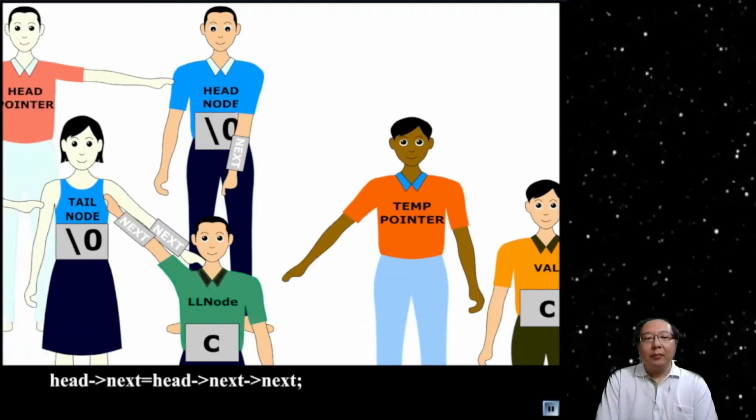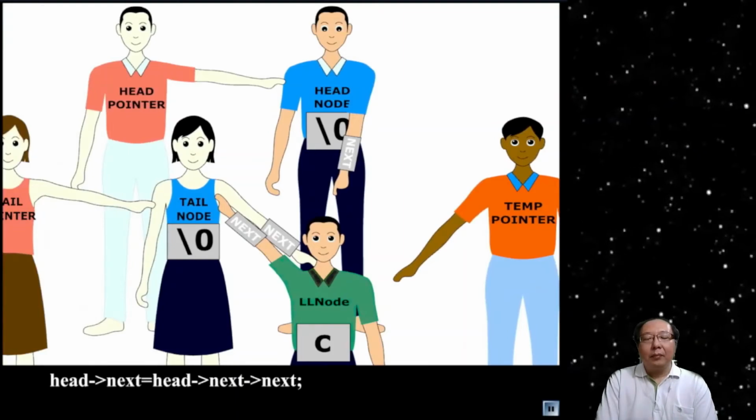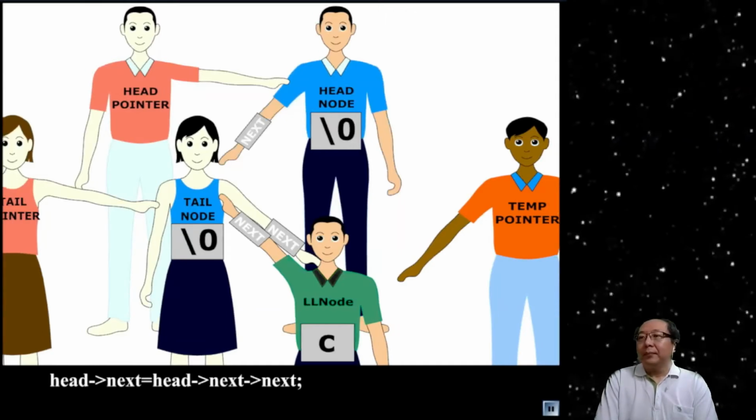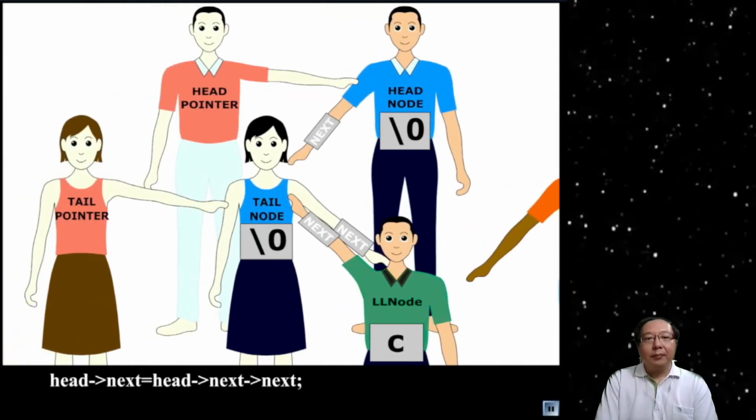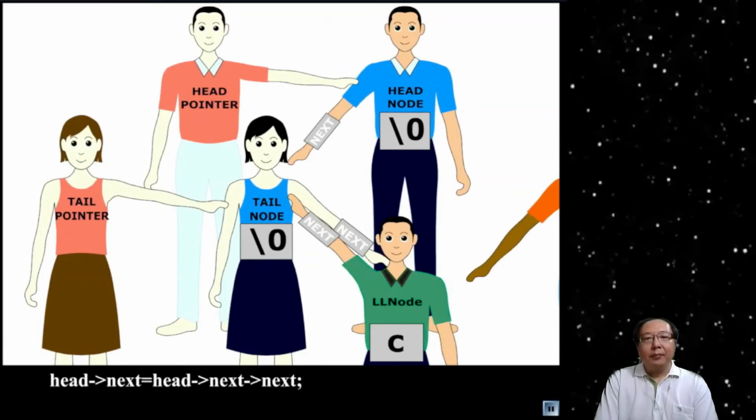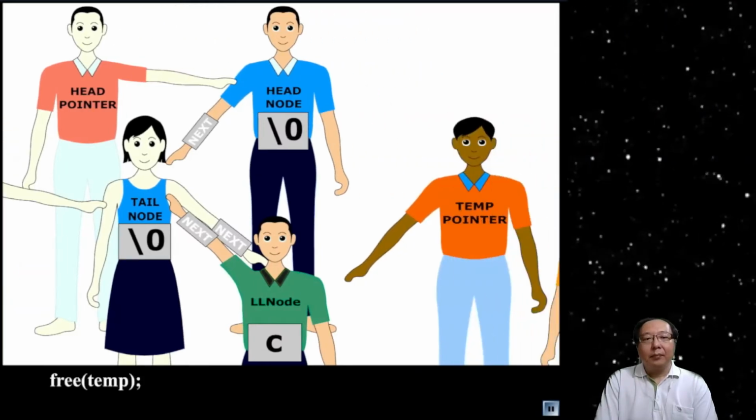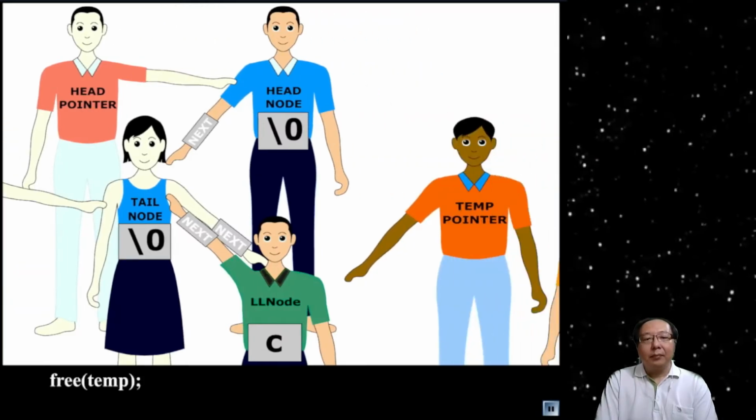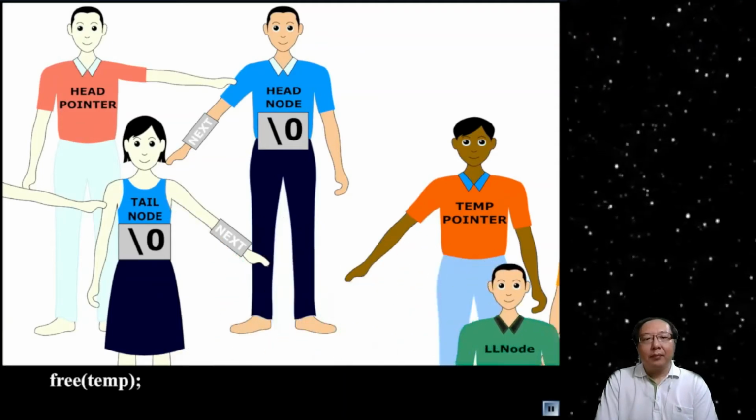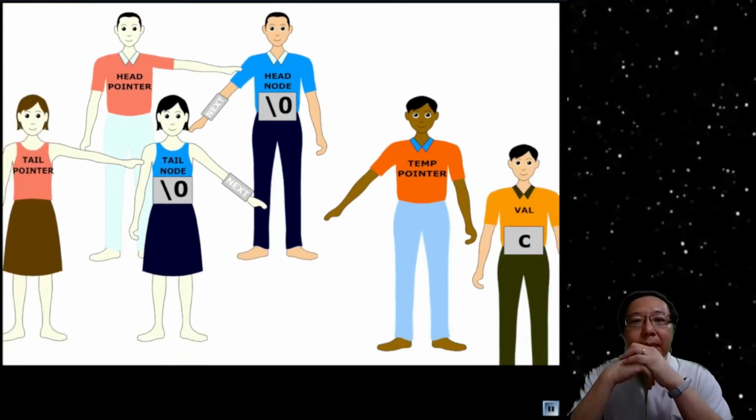We want to make the head node skip the old first value. So, we make head arrow next point to head arrow next arrow next. So now, you can see we have skipped the original first node on the list with the C in it. Because of this, we can now safely free that first node, which is pointed to by temp. Free! Now, we have completed the second pop and can return to main.